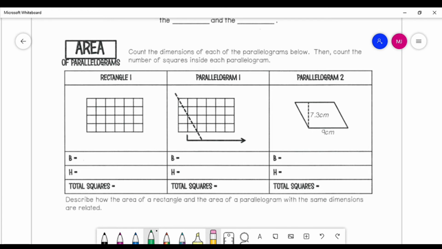Count the dimensions of each of the parallelograms below, and then count the number of squares inside each. So you see that the parallelogram number 1 is called rectangle 1. They just happen to form right angles. Opposite sides are still parallel. What does parallel even mean? Like across from each other. Directly across, they're equidistant, which means equal distance from each other at all points.